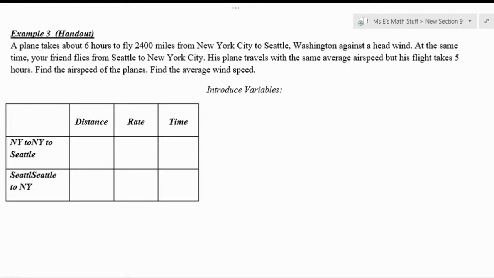So just some vocabulary. Airspeed, what they mean by airspeed here is if there was no wind, how fast would the plane be moving? And then wind speed, of course, is how much the wind is affecting the speed of the airplane. So hopefully that makes sense. Check in with me in the next video and we'll see how you did.